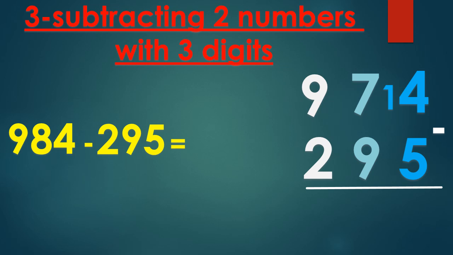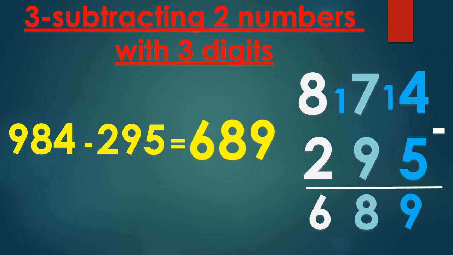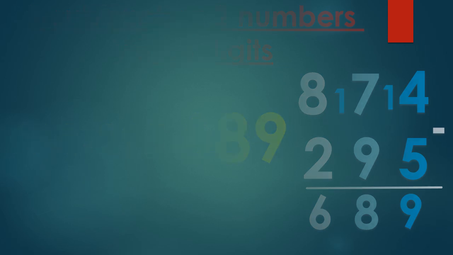7 is less than 9, so we borrow 1 from the 9 beside it. It becomes 17, and the 9 becomes 8. 17 minus 9 is 8. 8 minus 2 is 6. The final answer is 689.